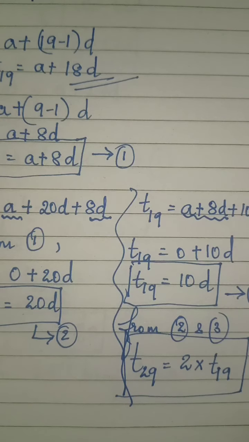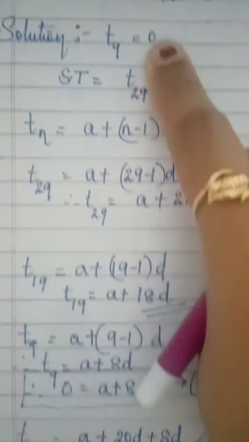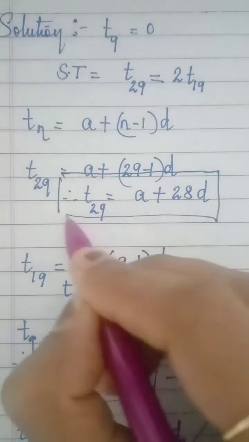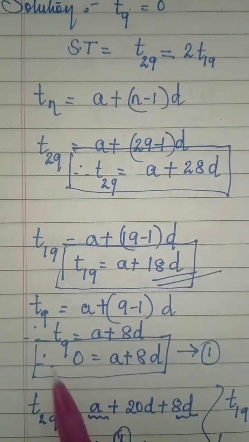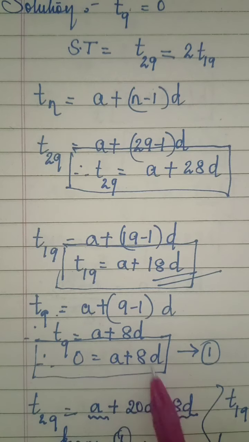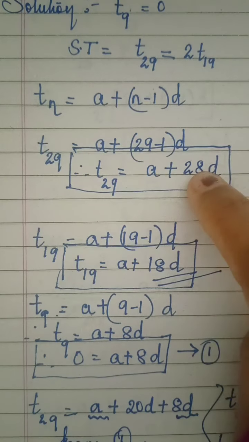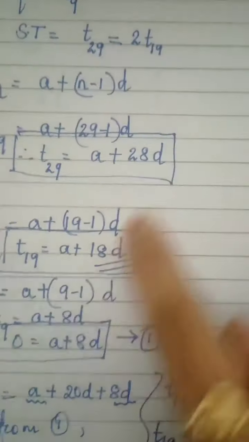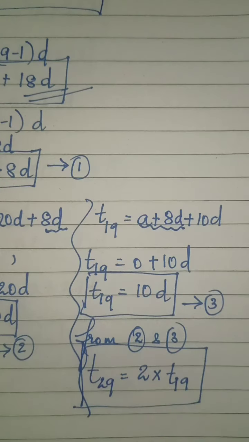Is it interesting, children? We thought T9 was given just like that. But later on, once we got T29 and then T19, we realized the importance of T9. T9 we have as 0, A plus 8D is 0. Both boxes can be substituted with 8D. 28D we wrote as 20D plus 8D. 18D we wrote as 10D plus 8D. And then we have what they have asked us to show. The 29th term is 2 times the 19th term.